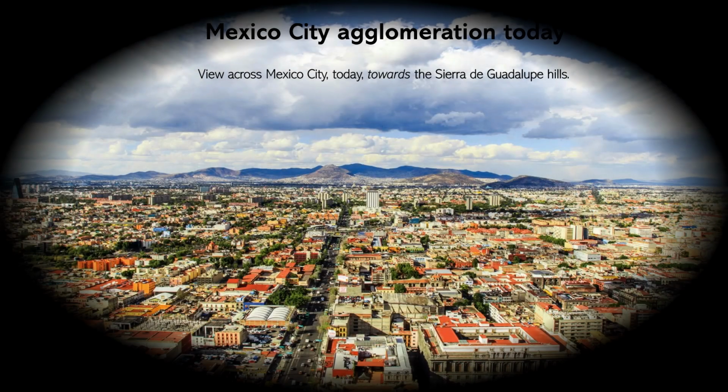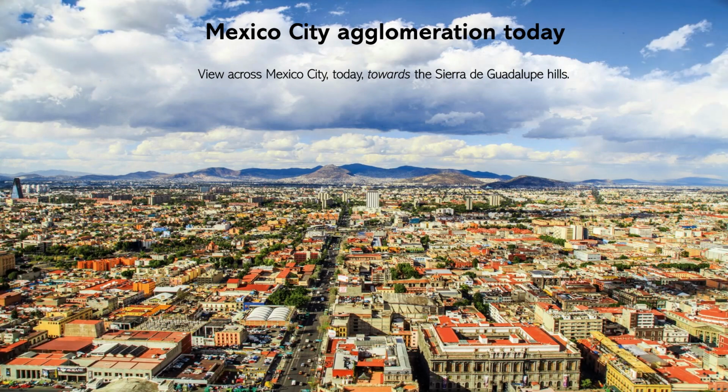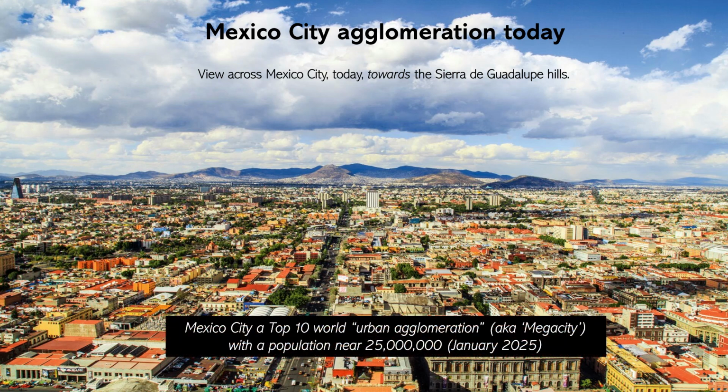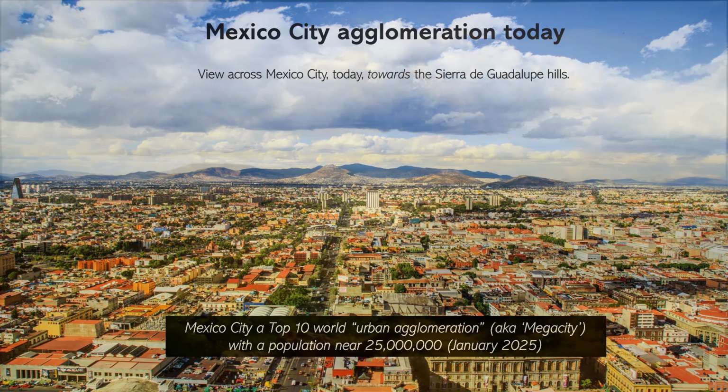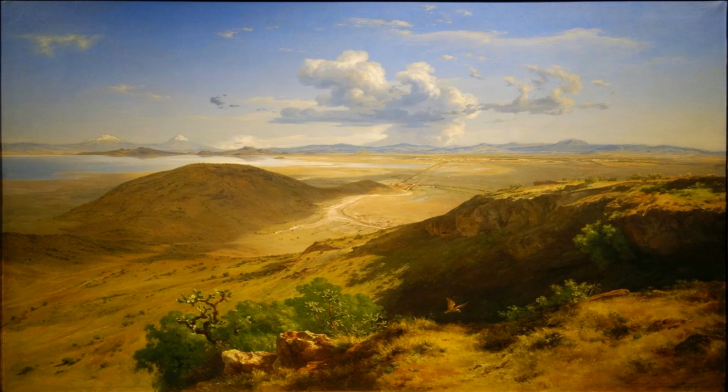The first thing I looked for was a more up-to-date picture of the valley, but most modern views just show the Mexico City conurbation. This picture is looking north across the valley with the hills where Velasco did his painting in the background. Today, Mexico City is a top 10 urban agglomeration with a population of about 25 million people, and it is difficult to work out the features of the original landscape. So I decided to stick with Velasco's painting as the best view of the valley before the spread of Mexico City.